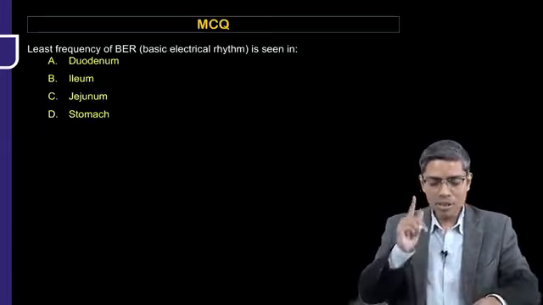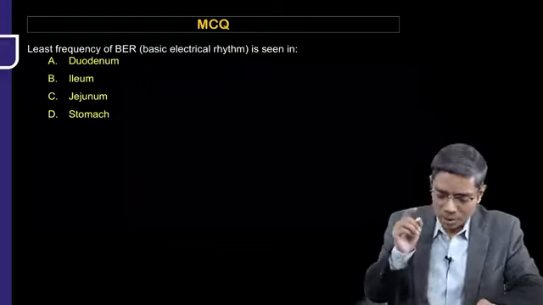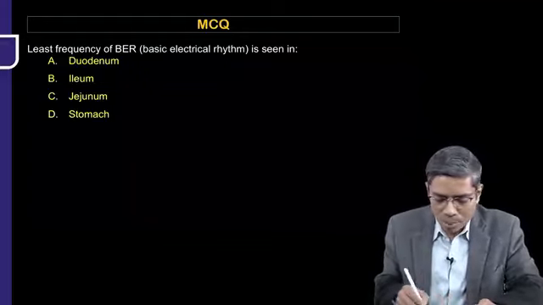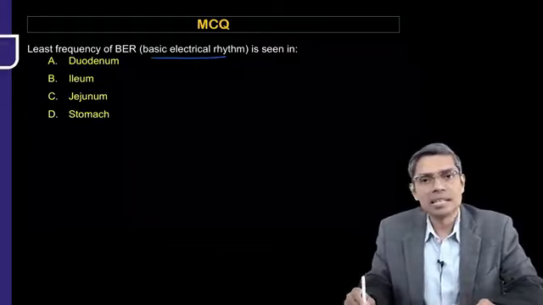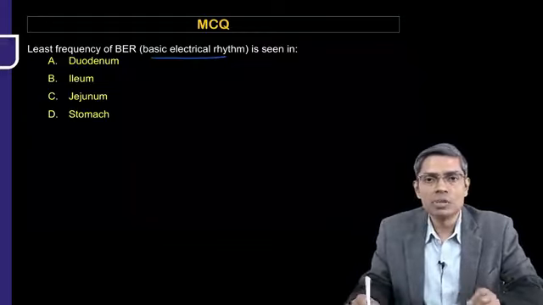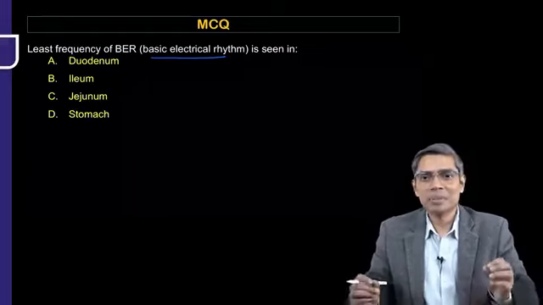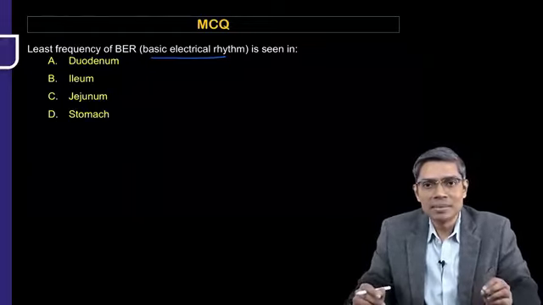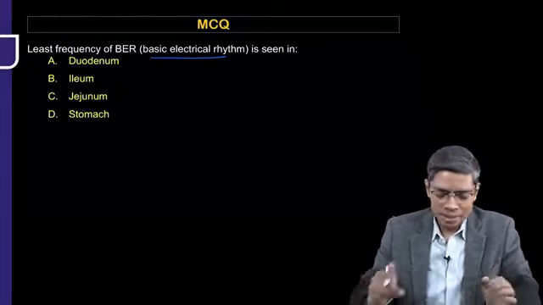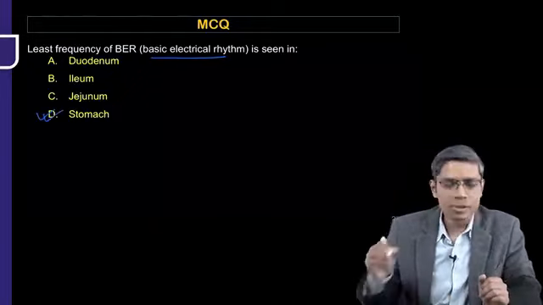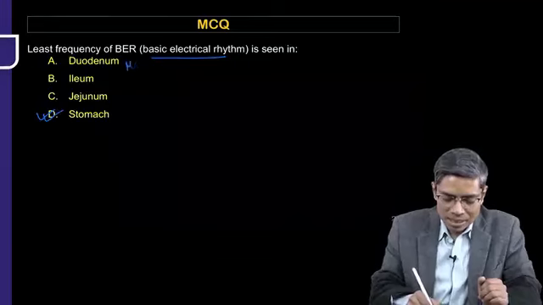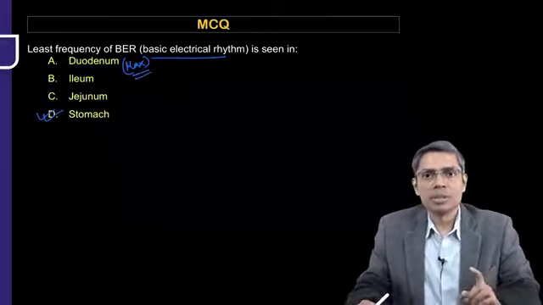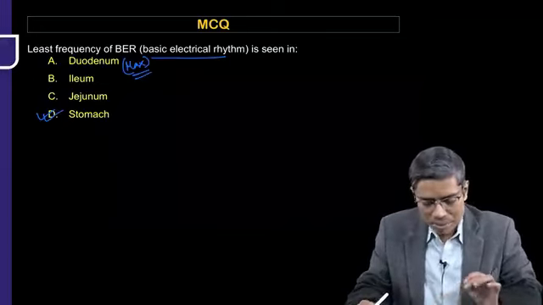So first an important thing is the basic electrical rhythm or the basal electrical rhythm. Look at the MCQ. The lowest frequency of BER, basic electrical rhythm, is seen in which part of the GIT? So it's a memory based question. You have to remember what is the rate of basic electrical rhythm in different parts of GIT. In this question, the answer will be stomach. Okay. And the maximum rate is at the level of duodenum, right? So you try to remember the rate of BER in different parts.